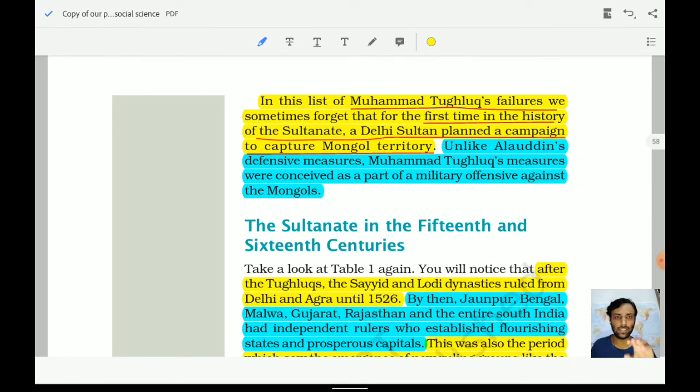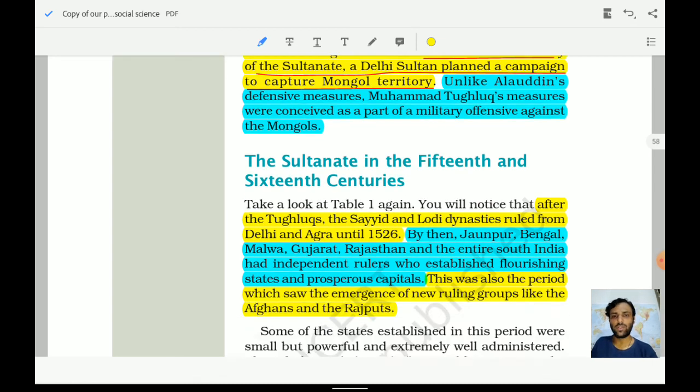So remember this particular fact, because it becomes important: something happened for the first time. And what happened? For the first time in the history of the Sultanate, the Delhi Sultan planned a campaign to capture Mongol territory. So, the Khorasan expedition which we just saw. Unlike Alauddin's defensive measures, Muhammad Tughlaq's measures were conceived as part of a military offensive against the Mongols.